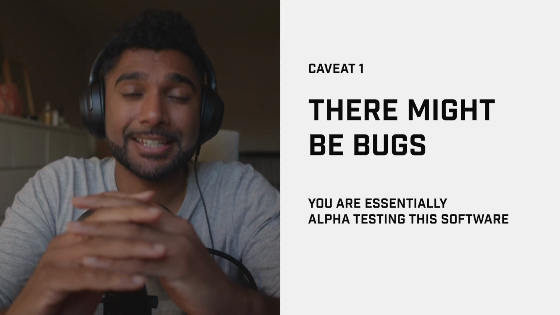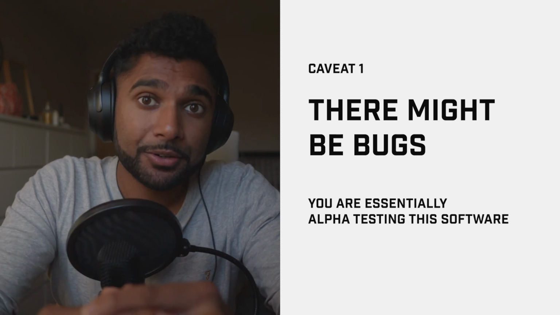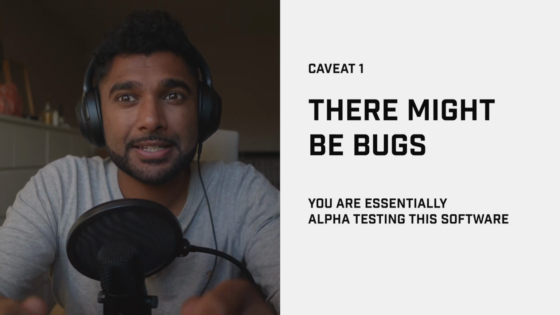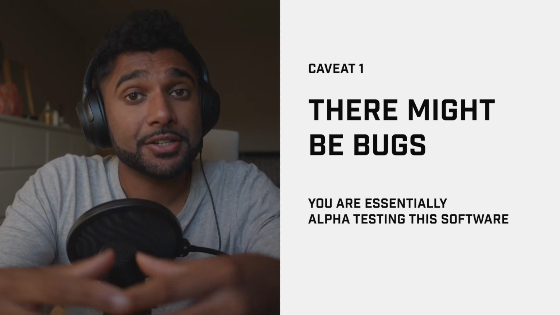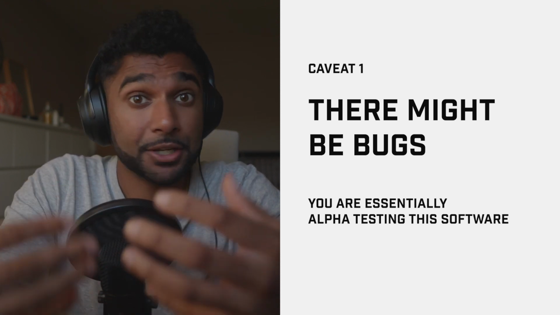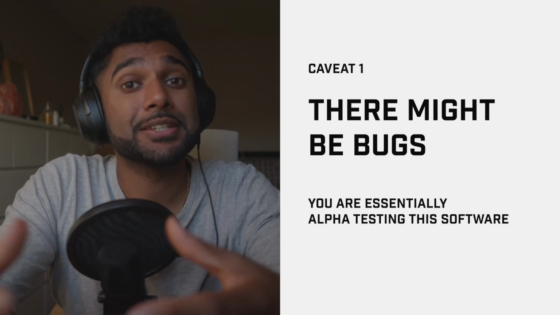Number one is that this is an experimental build. Octane calls these XB or RC. XB means experimental build, and RC means release candidate. This means that the software is in alpha or beta and means that you will be an alpha or beta tester, which means that there might be some bugs.